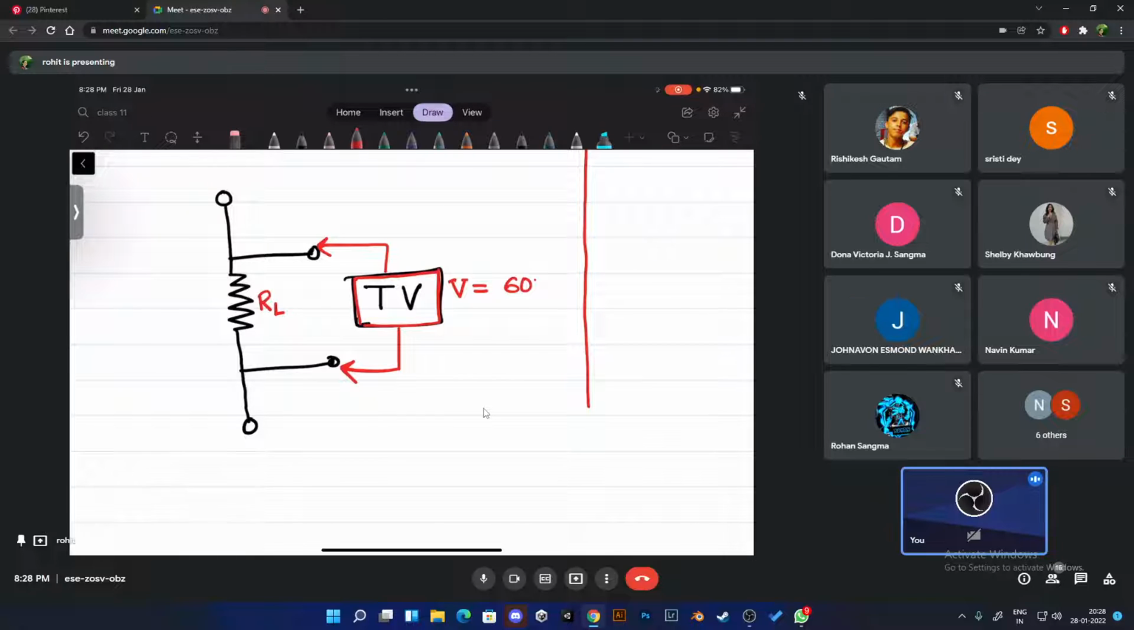Don't write this in the exam. Please remember this. Exam time, don't come and write 60. It can be any voltage, but I am giving an example. How much does your TV need, guys? 60 volts for best operational voltage.